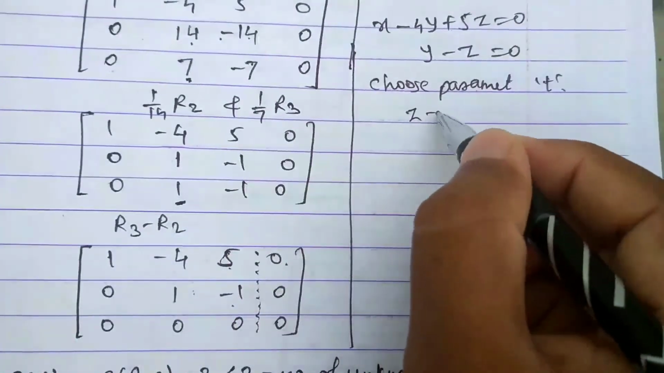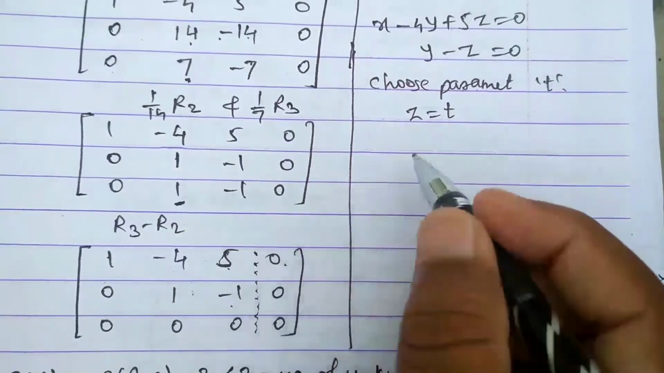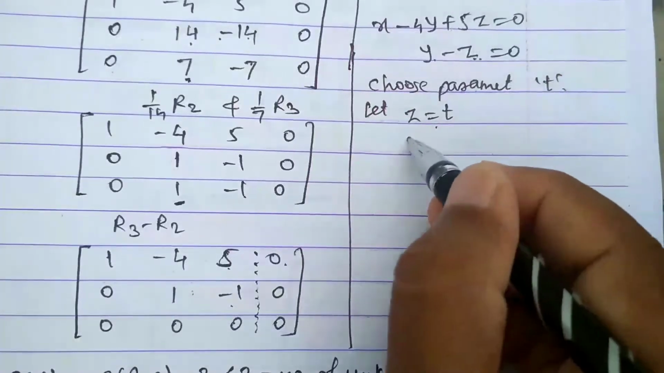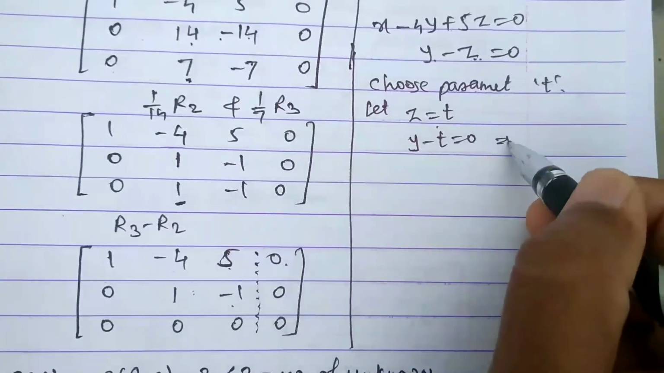Choose one parameter, that is t. So let z equals t. Then what is the value of y? Put z equals t here. So y minus t equals 0. This implies y is also t.